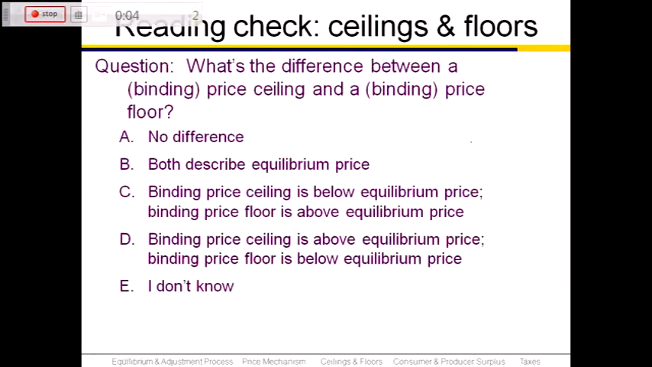That's one example. So let's do a little reading check, see how you did on the quiz on the reading. What's the difference between a binding price ceiling and a binding price floor? A, no difference. B, both describe the price. C, price ceiling is below the price and the price floor is above, or the other way around. Or E, I don't know. 3 seconds. 1, 2, 3.